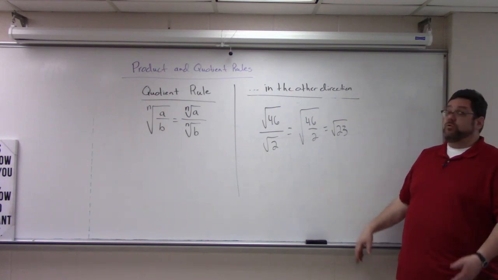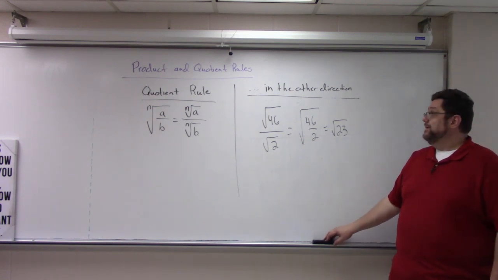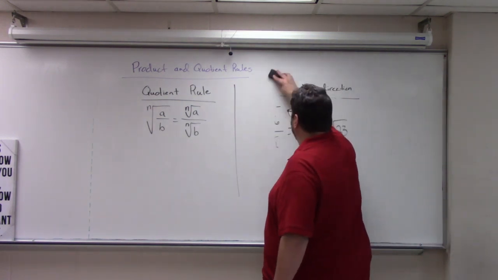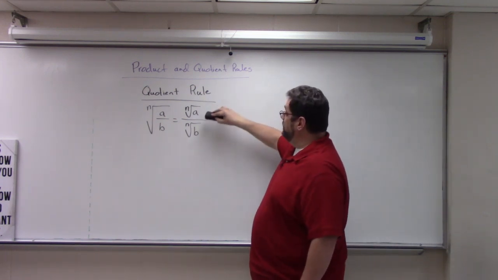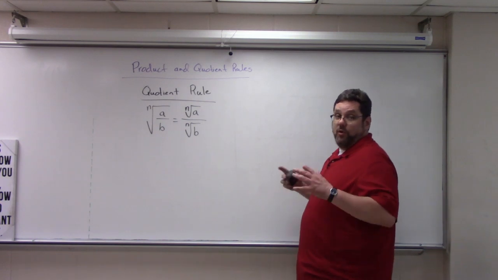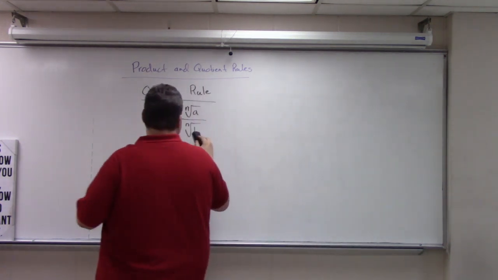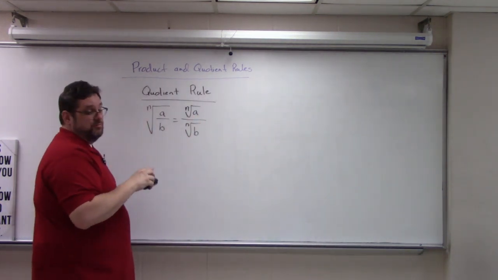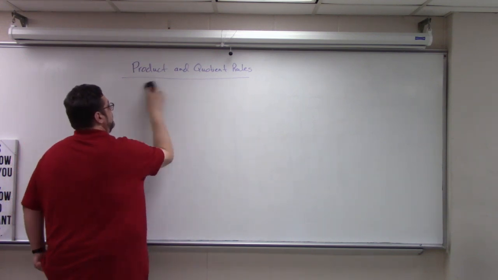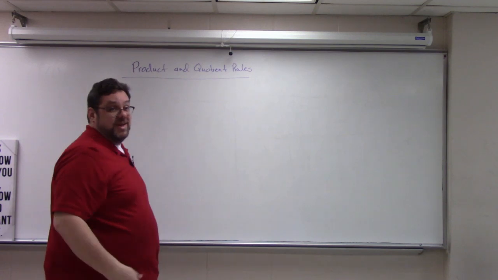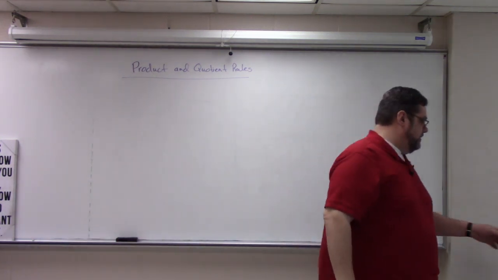All right, and that's the quotient rule. If you've got the root of a fraction, you can think of it as the root of the top over the root of the bottom. Or if you've got a root over a root and they're the same root, now that's important, you can write it as one big root. Okay, well, I've kind of given away the rest of it now.